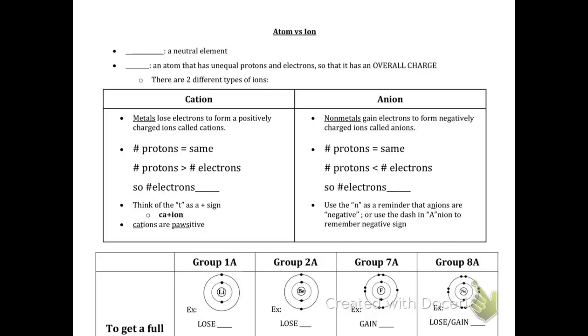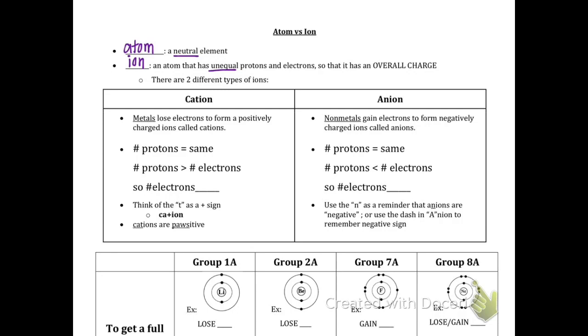All right, so let's learn a new vocabulary word. We know what an atom is. An atom is a neutral element, so any element that is in its neutral state. Now, the new vocabulary word we're going to learn is called an ion. Ion means that it has unequal protons and electrons, so it has what we call an overall charge.